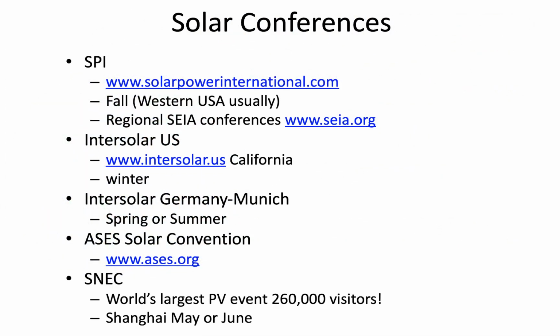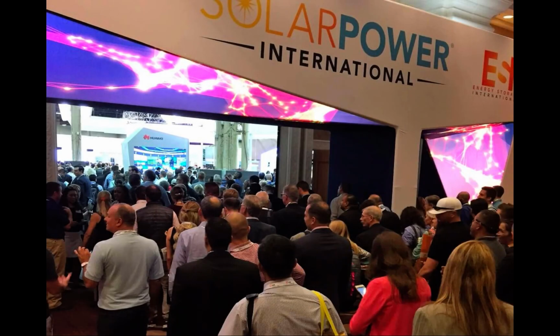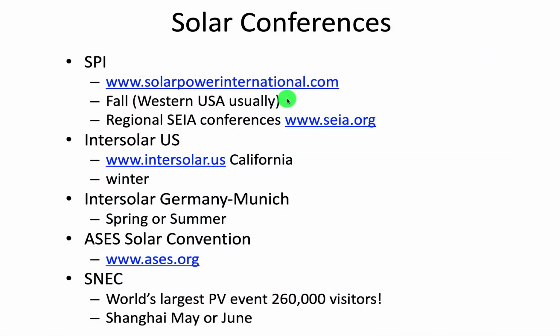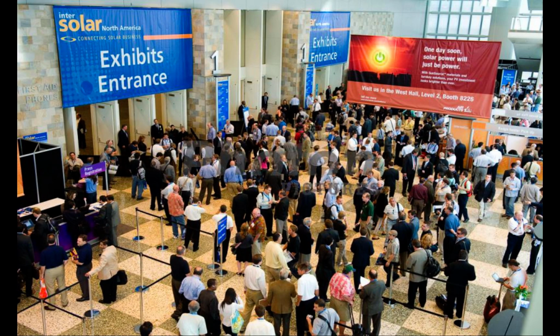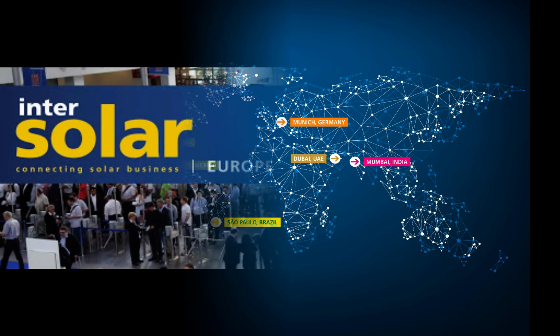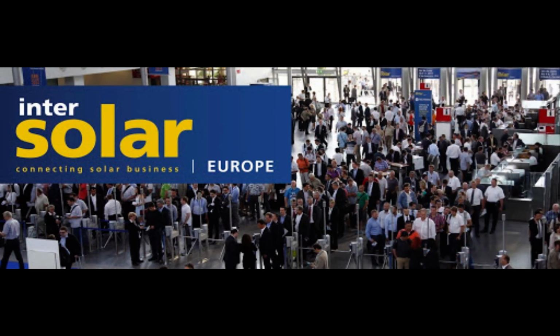This is where we're going to meet. These are the big solar conferences. We have SPI, that's also known as Solar Power International. It's sponsored by SEIA, who also has different regional conferences. SPI is typically in the fall in the western part of the United States. Lots of people and lots of stuff to see at these big solar conferences. We also have Intersolar US, and there are Intersolar conferences all around the world. Intersolar US, lately, has been in California in the winter. Intersolar Germany, which I go to every year, is in spring or summer in Munich. Great reason to go see my friends.